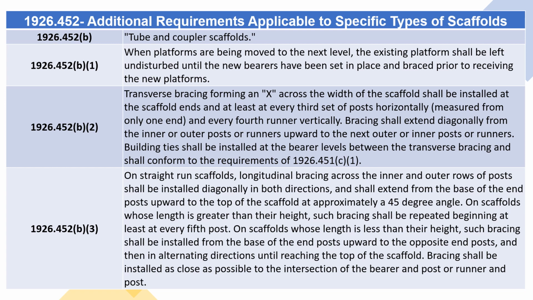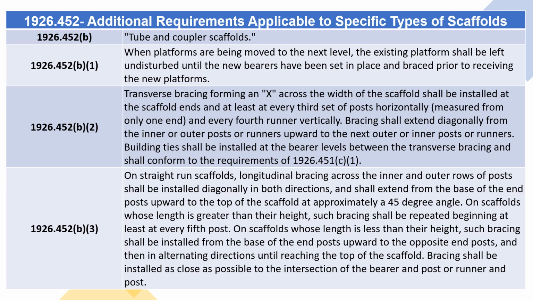1926.452 B3. On straight-run scaffolds, longitudinal bracing across the inner and outer rows of posts shall be installed diagonally in both directions, and shall extend from the base of the end posts upward to the top of the scaffold at approximately a 45-degree angle. On scaffolds whose length is greater than their height, such bracing shall be repeated beginning at least at every fifth post.